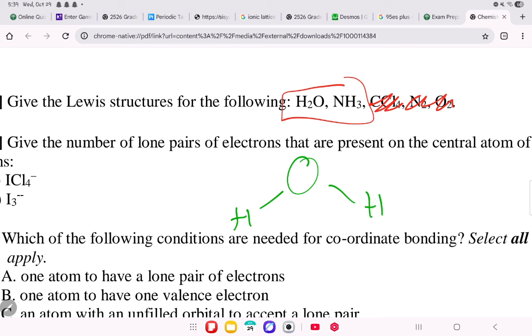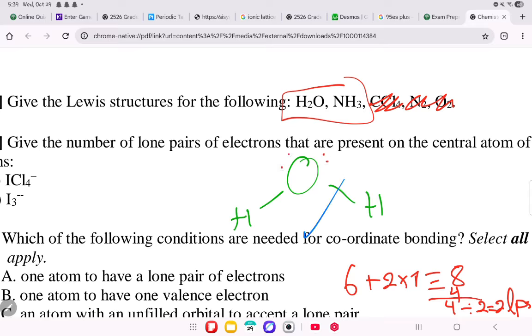Oxygen is group 6, hydrogen is group 1, so 6 plus 2 times 1, that's gonna be 8. Minus 4 electrons, because we used 2 single covalent bonds. So that leaves us with 4 divided by 2. That means 2 lone pairs, right? So we have a lone pair here and a lone pair here. Why? Because we never have any lone pair on the hydrogen. So just like that, this is our structure, and we finished H2O.